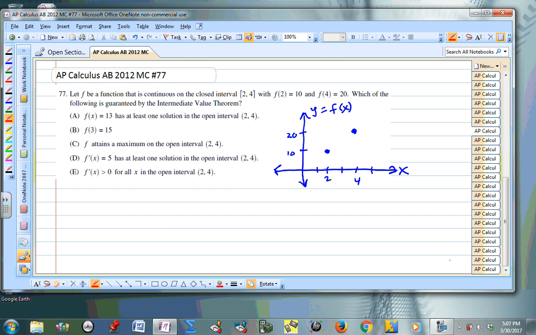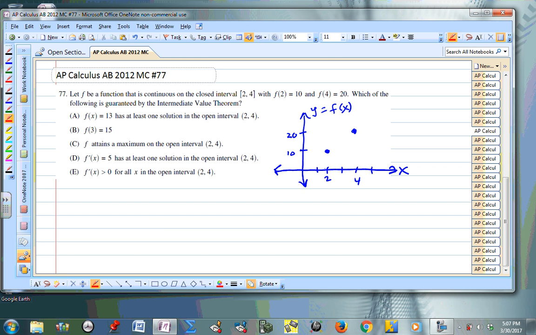Now, what the intermediate value theorem tells us, remember, is that if a function is continuous and the function contains 2 points, then the function must contain every x value and at some point every y value between those points. So for example, we could have a graph that looks like this, that goes through (2, 10) and (4, 20). That's a continuous function. Or we could have a graph that looks like this. That's a continuous function. We don't know.